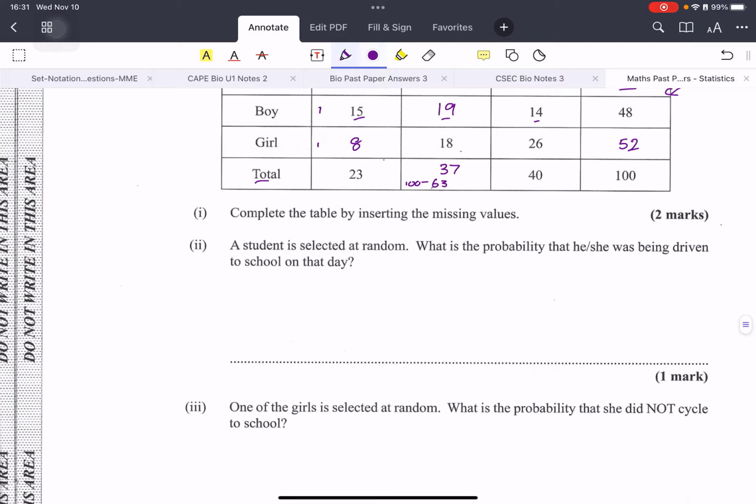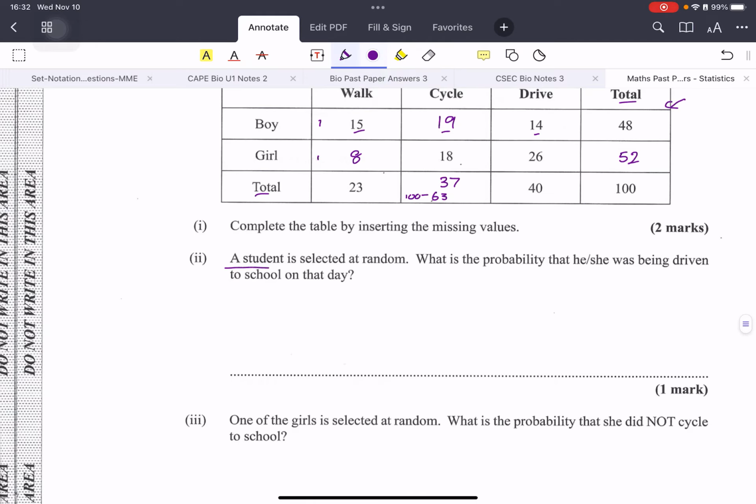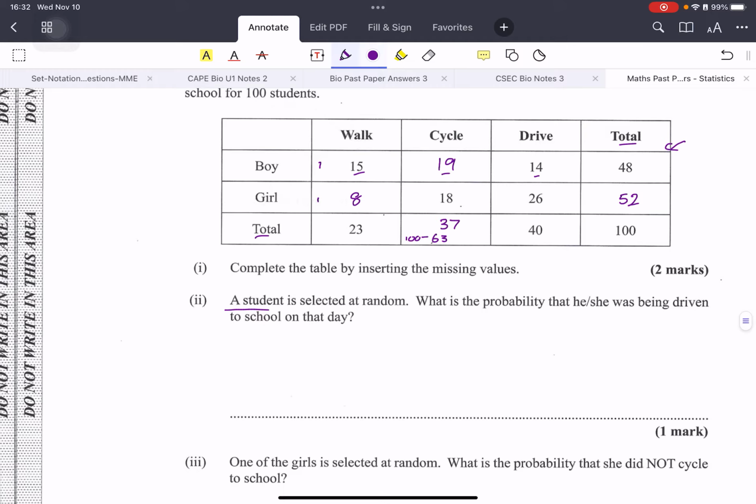A student is selected at random. What is the probability that he or she was being driven to school on that day? Now they said a student, okay? So a student could be any of the 100 students, right? Now we need to find how many were driven. So these are the drive here. 40 in total were driven. So simply to find the probability, we need to put how many were driven, 40, over the total amount of students, 100. And we can simplify this to 2 on 5, okay? That is the probability of a student being driven.